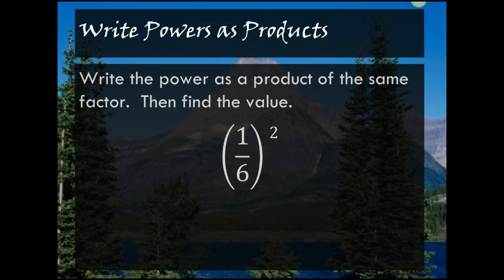We can also write fractions as a product of the same factor and find the value. The parentheses around this fraction indicate that the entire fraction is going to be squared. We'll write 1/6 times 1/6. In order to find the value, we multiply straight across. The numerator times the numerator. 1 times 1 equals 1. The denominator times the denominator. 6 times 6 equals 36. The value of 1/6 squared is 1/36.